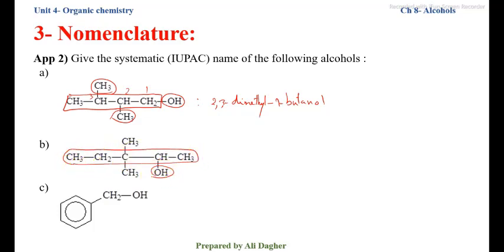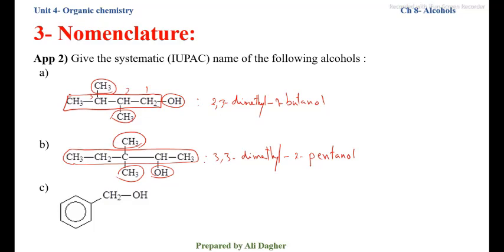We have OH on carbon 2. We have dimethyl on carbon 3. Then 3, 3-dimethyl, formed of 5 carbons, pentanol, OH on carbon 2, 2-pentanol.